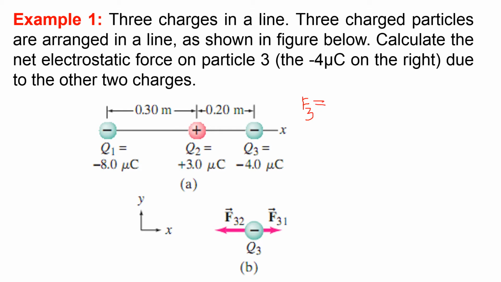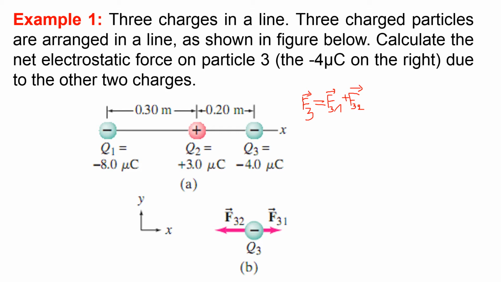This force F3 in vector form is equal to the force on charge 3 due to the charge 1 plus the force on charge 3 due to the charge number 2 in vector form. And here we need to show the orientation of the charges. If we say this is our charge Q3, and then the charge Q3 is negative and the charge Q1 is negative. Since like charges repel, so charge Q1 will push away charge Q3 with a force F31, means the force on charge 3 due to charge 1.